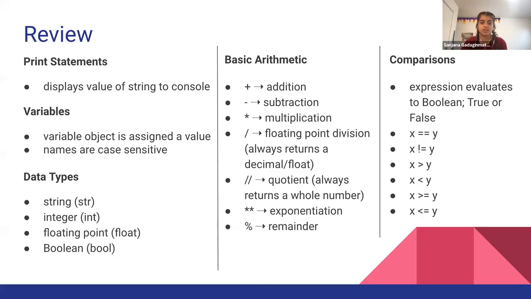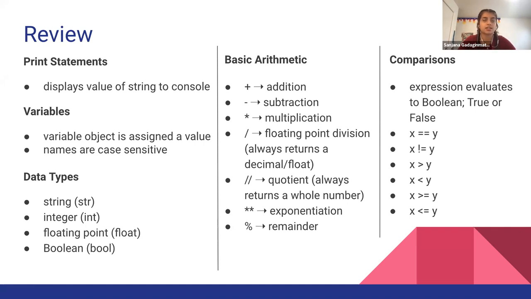All right, so this is basically a review from last week. We did print statements and we also did inputs. And so print statements, they display the value of the string to the console and do that by doing print and then in parentheses, the string. And then input, same thing, it's just input. And then if you want to display a string to the console, you would put a string inside the parentheses and you'd have to define that to a variable, which is the next bullet point.